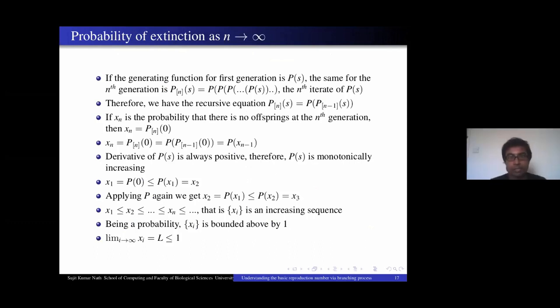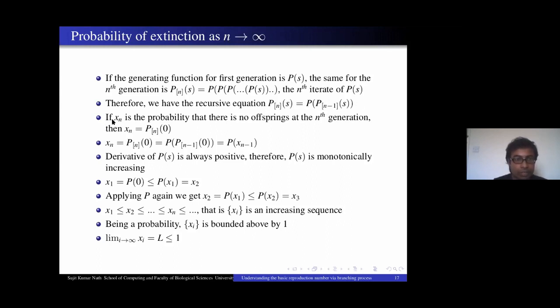Now let us calculate the probability of extinction. By probability of extinction I mean the probability that a species will go extinct after a sufficient number of generations. Now we have seen that the generating function for the nth generation is given by the nth iterate of P, that is the generating function of the first generation. And recursively, at each generation n the generating function is obtained by composing another P with the generating function of the previous generation, that is P_{n-1}. So this is a recursive relation.